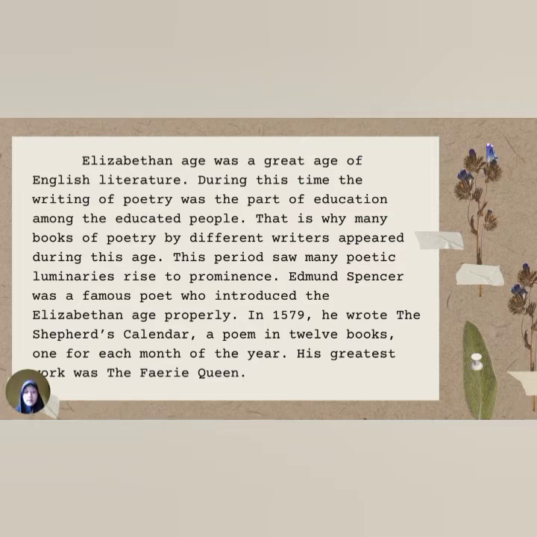This period saw many poetic luminaries rise to prominence. Edmund Spenser was a famous poet who introduced the Elizabethan age properly. In 1579, he wrote The Shepherd's Calendar, a poem in 12 books, one for each month of the year. His greatest work was The Faerie Queene.